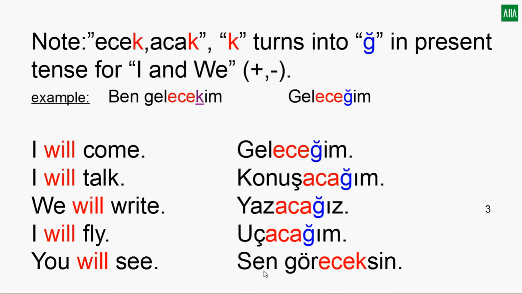I just put sen here. Okay, göreceksin. You can remove it if you want. Göreceksin. But look, as I told you before, the soft G in blue, as you see, comes from the letter K. Okay. Alright, because, as I told you before, with the I and we subject pronouns, in positive and negative forms, we all the time use soft G for future meanings.